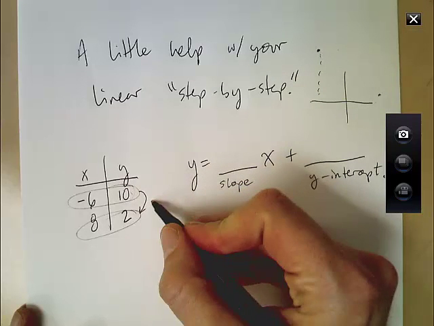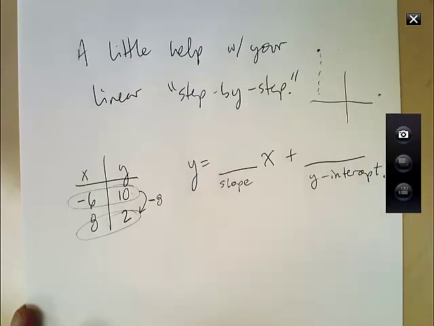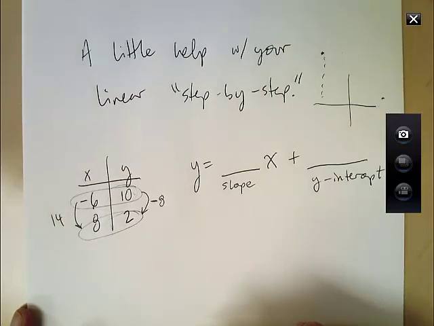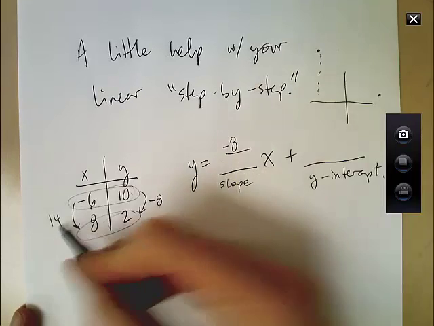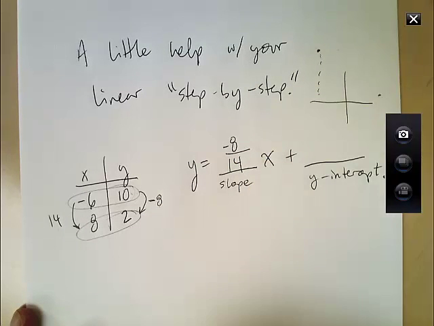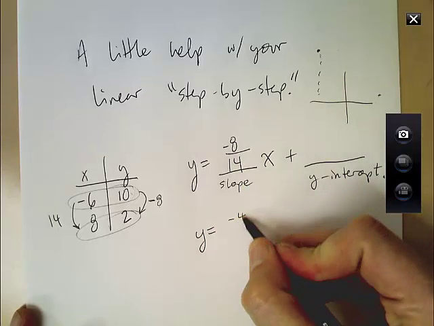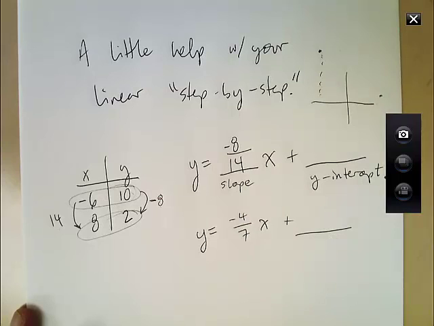I can see right here, that's a change of -8, right? 10 minus 8 is 2, so that's a -8 change. This is a change of positive 14. So therefore, the slope is this change divided by this change. Of course I can reduce that fraction. If I divide top and bottom by 2, I get this, and I still don't know my y-intercept.